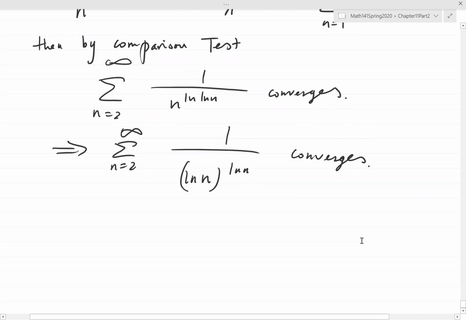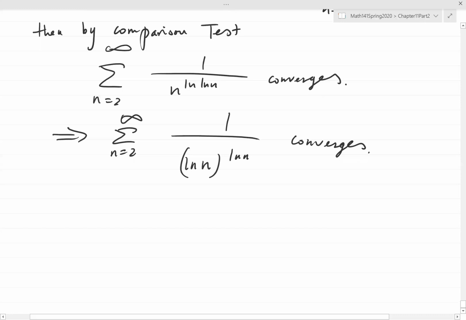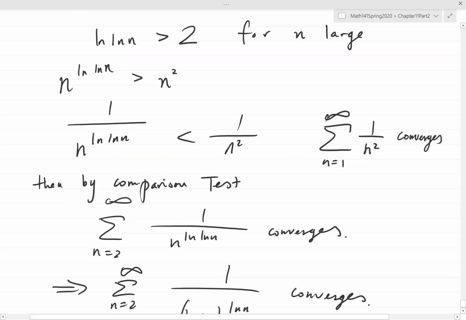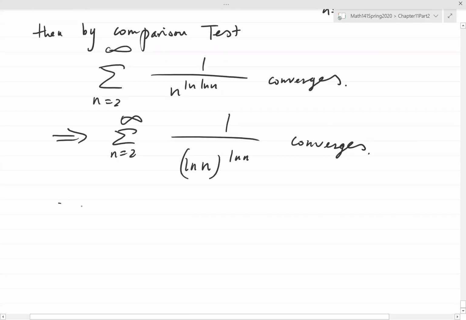Okay, more examples. This example: the sum of the nth root of 2 minus 1, n from 1 to infinity.